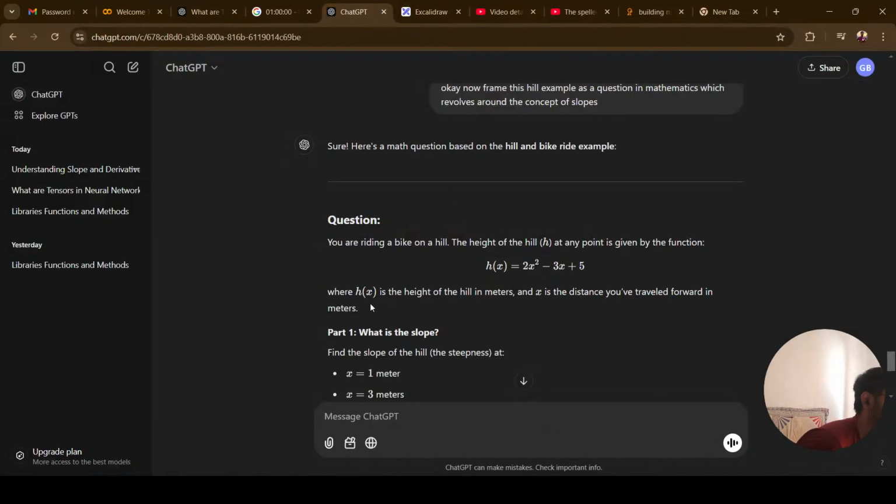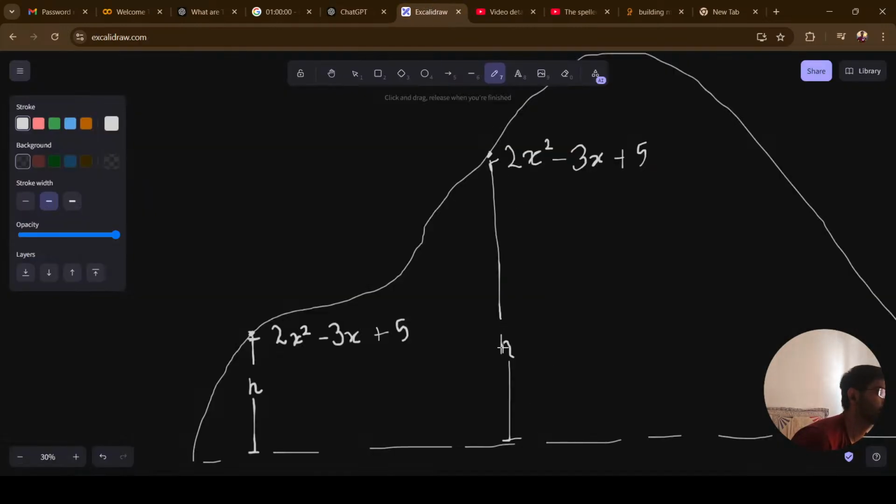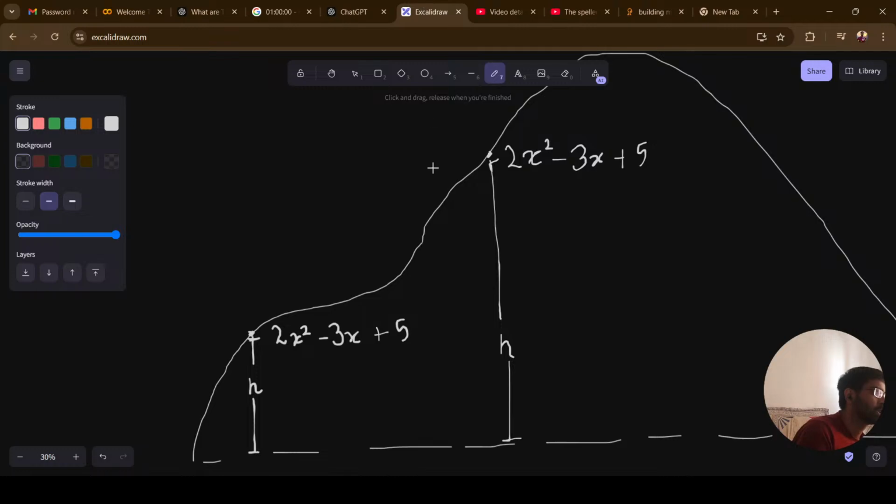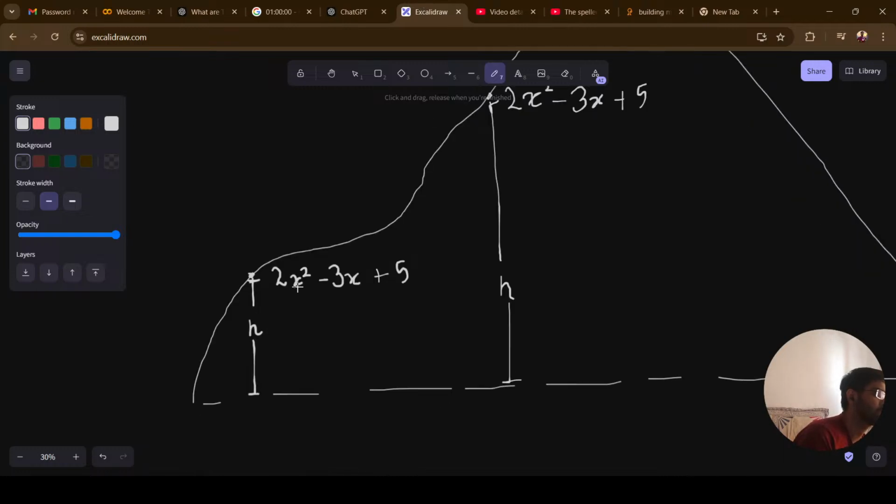Where h of x is the height of the hill in meters, and x is the distance you have traveled forward in meters. So x is the distance. This x is the distance. Let me just write it here. This x is the distance.